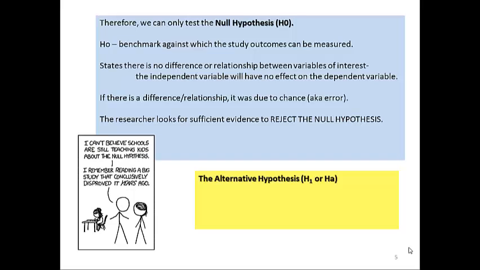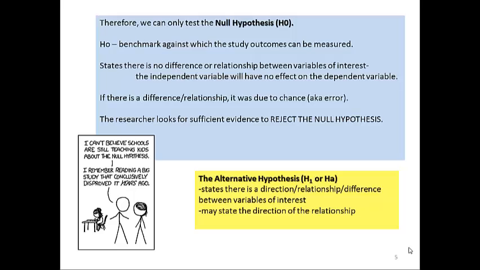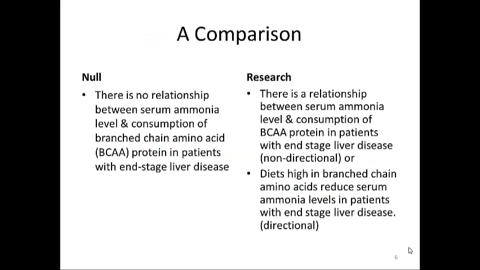The alternative hypothesis, H1 or HA, states there is a direction or relationship difference between variables of interest. Sometimes it may even state the direction of that relationship, and we'll talk about that toward the end of this lecture. Here's a comparison.